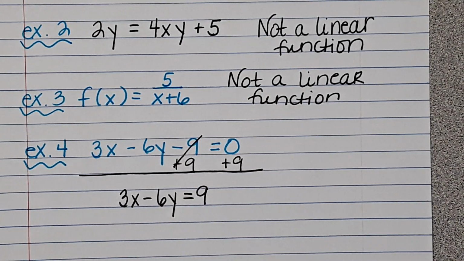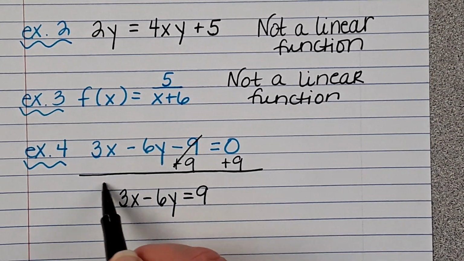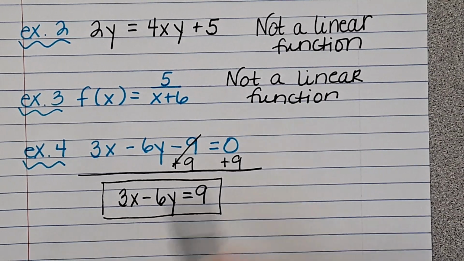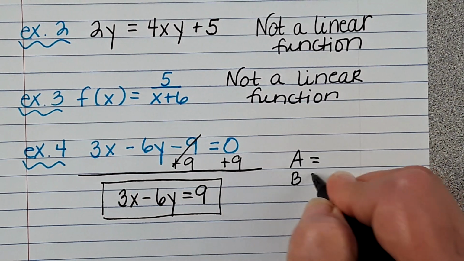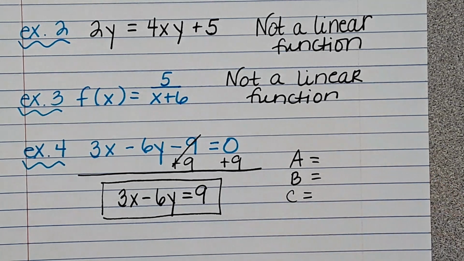Does this meet the criteria for standard form? A is positive and not a fraction. B is not a fraction. Perfect. So this is in standard form now. And then the next thing we're going to do is define A, B, and C. And remember, when you define A, B, and C, you never take those variables with it. You just take the coefficients.